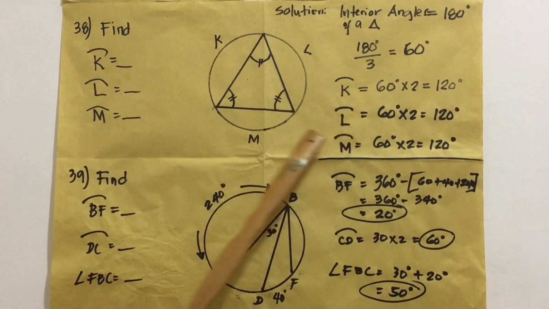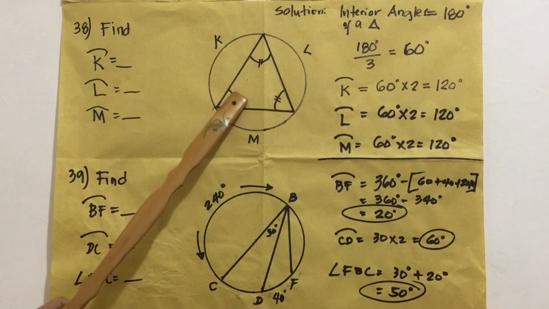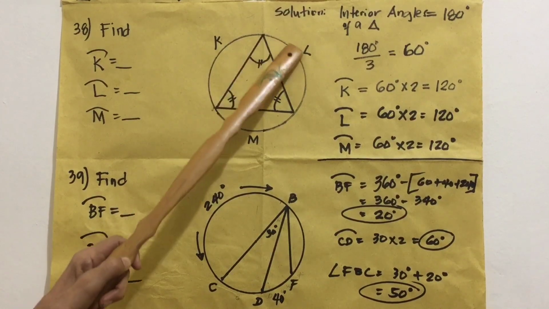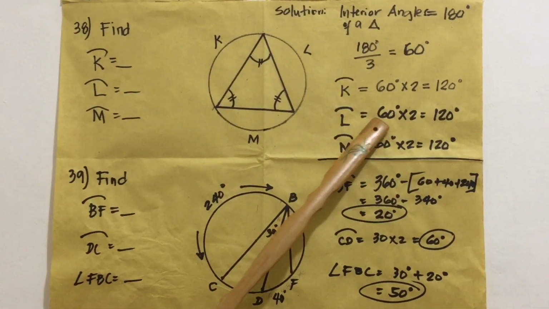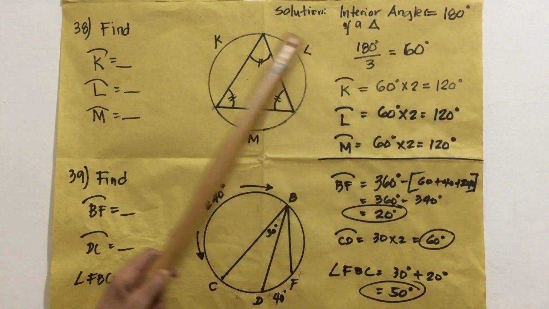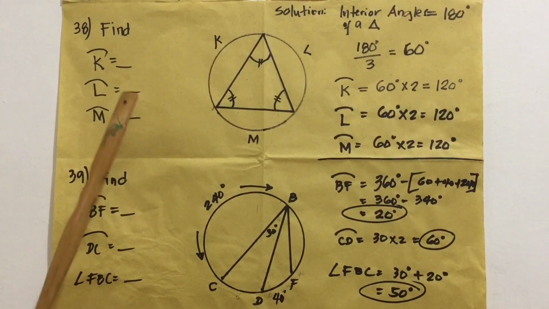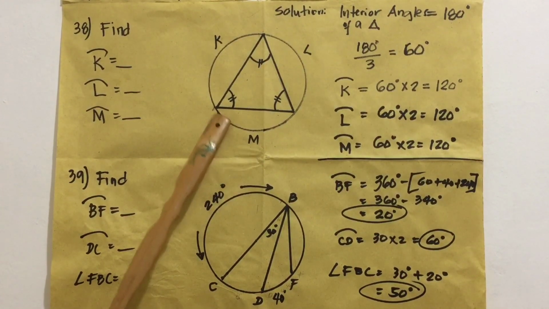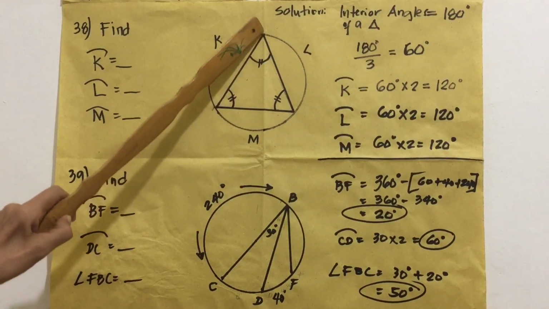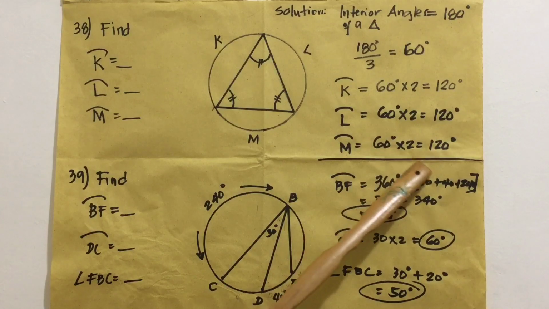Next, arc L. The angle here is 60 degrees. The arc L is also times 2. So 60 times 2 equals 120 degrees. So the arc here is also 120 degrees. And for the arc M, the measure of this inscribed angle is 60, times 2 equals 120 degrees.